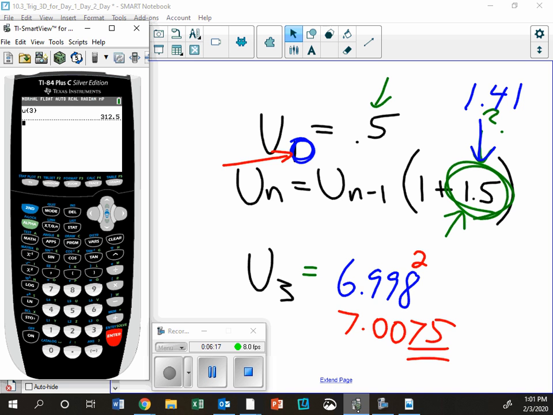Okay, so I'm going to go back in here. I'm going to start with 0.5 height, and then I'm going to go to 141 instead of 150 here. And then I'm going to quit out, and then I'm going to go to U sub 7. It should be 236 centimeters high.